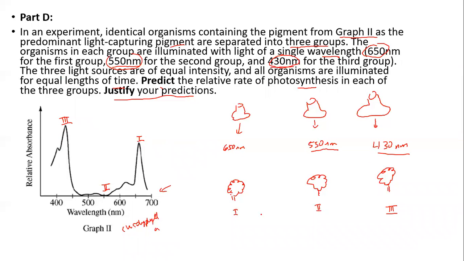So basically you have to put this into context. And let's start with the lowest rate of photosynthesis. So I would say that group number 1 is going to have the lowest, because it's not absorbing anything. That's your justification. It's not able to absorb that wavelength. And then you have to just figure out, well, what's going to be higher, group 3 or group 2? Group 3 is actually going to be the highest rate.